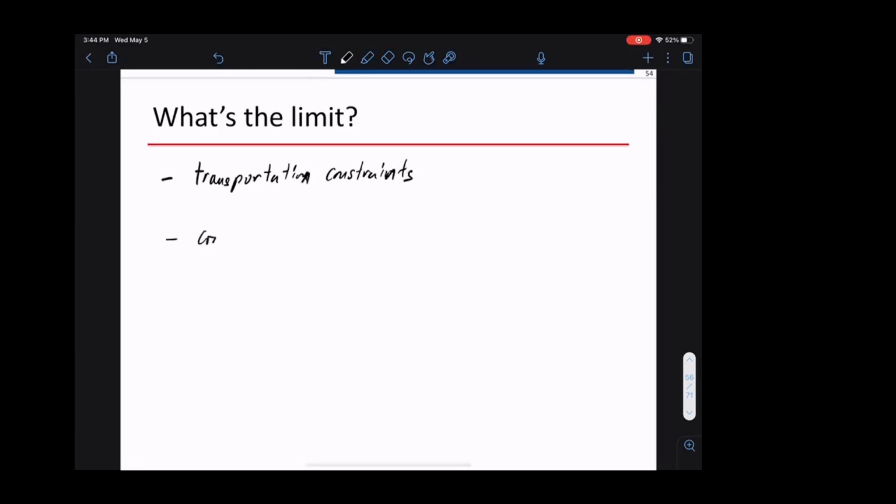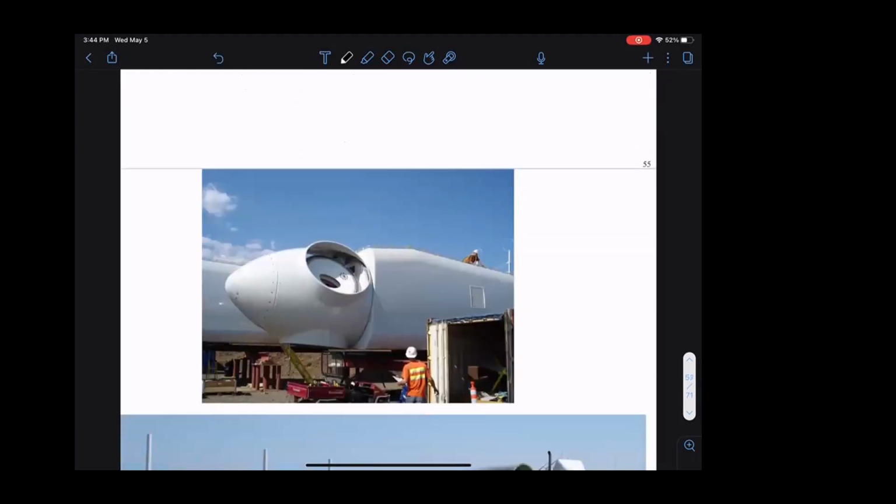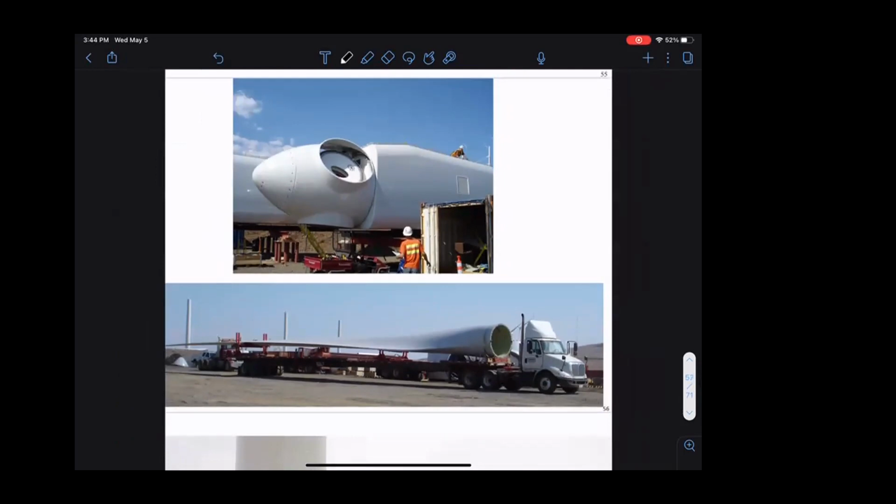Then, construction is difficult. Although sometimes doable, eventually you get into a size where you run out of trucks that can carry your blade. The largest blade we can transport on US highways is probably about 100 meters long. Longer than that, it's really hard to find a truck that will do it. Really hard to do that.